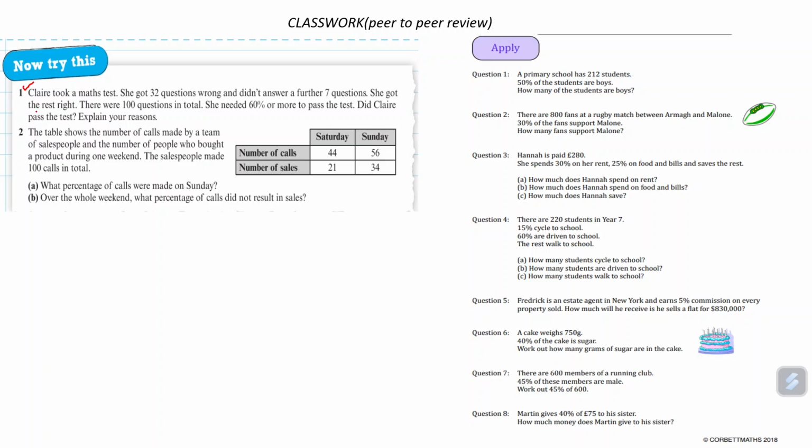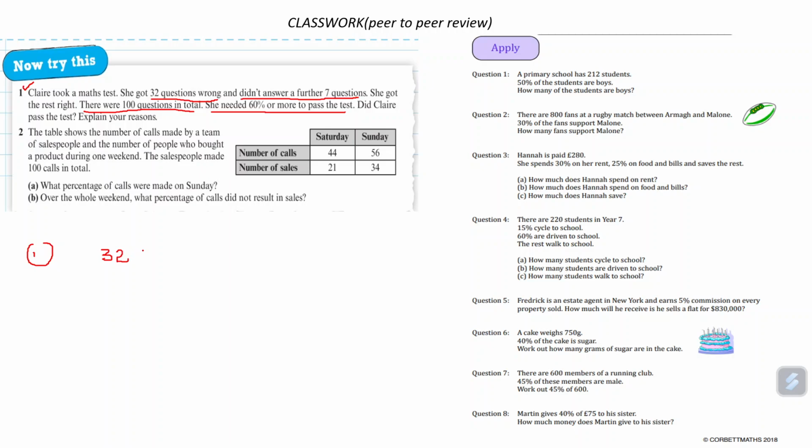So let's read the first question. Claire took a maths test. She got 32 questions wrong and didn't answer a further 7 questions. She got the rest right. There were 100 questions in total. She needed 60% or more to pass the test. Did Claire pass the test? Explain your answer. First things first, to solve question number one, we are told she got 32 questions wrong.